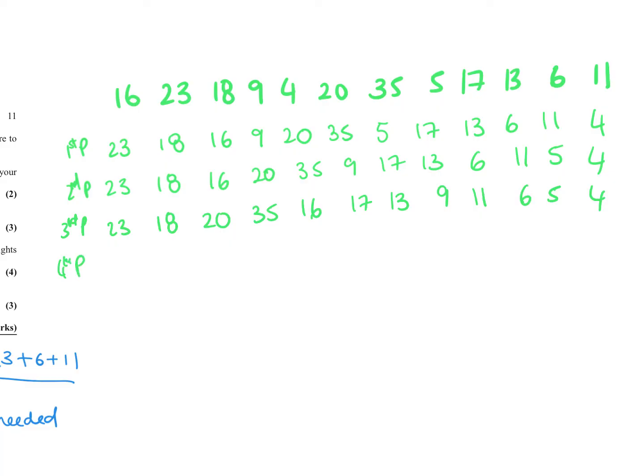23 and 18. 18 and 20. 18 and 35. 18 and 16. 16 and 17. 16, 13. 13, 9. 9, 11. 9. Exactly. Okay, that's the fifth pass.